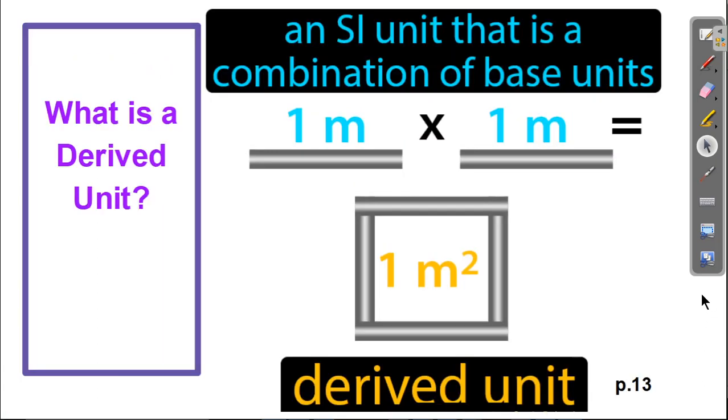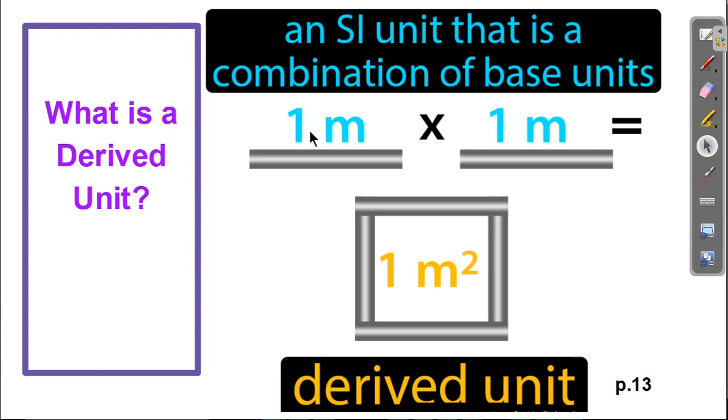Now, derived units. So we talked about metric system versus English or customary system. We talked about base units versus alternative units. And now we're talking about derived units. What on earth is a derived unit? Derived units come from doing math.